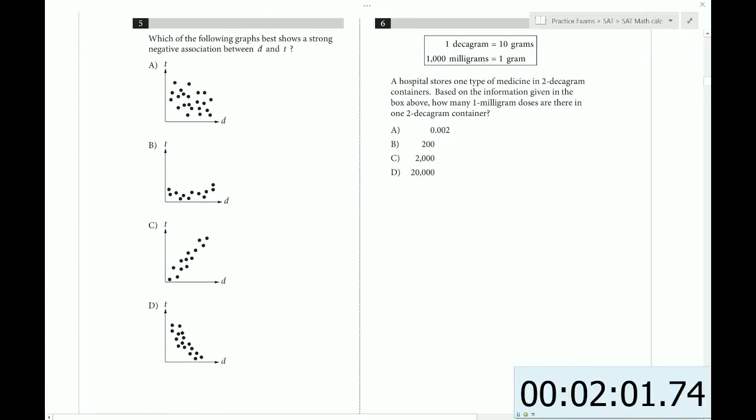Which of the following graphs best shows a strong negative association? So we want a negative slope, and strong means that the dots are close together.